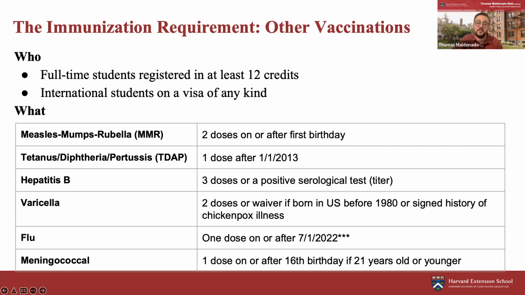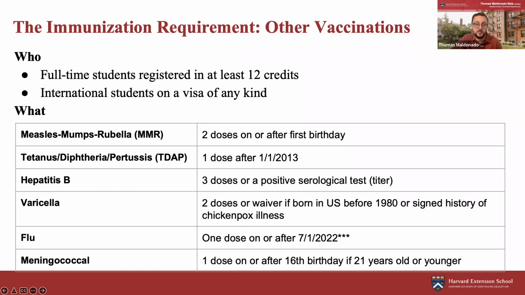Second one we're looking for is tetanus, diphtheria, pertussis. We're looking for 1 dose after January 1st of 2013. Note that there is a tetanus diphtheria vaccine out there. It's just those first 2, that doesn't have the third one in it. You must have received the vaccine that includes all 3 components to be qualified.